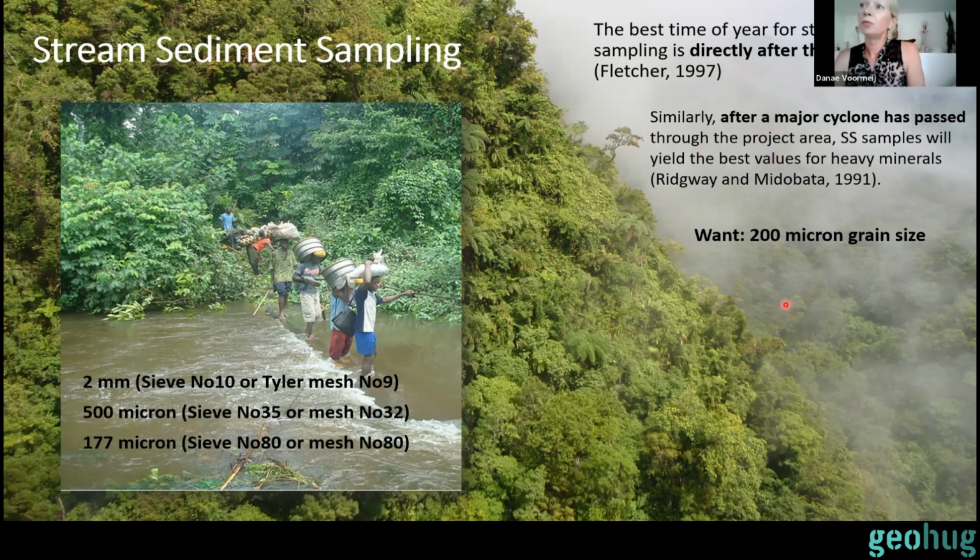What you want is 200 micron grain size as your sample, and since you're usually collecting one stream sediment per square kilometer and you're walking a lot, or your team is walking a lot, you want to sieve that down to size so you don't carry huge samples across many kilometers. So that's why you can see the team here with their set of sieves, and they end up with a minus 177 micron sample size.